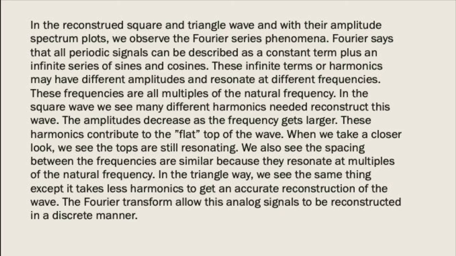In the square wave, we see many different harmonics needed to reconstruct this wave. The amplitude decreases as the frequency gets higher, and these harmonics contribute to a flat top of the wave. When we take a closer look, we see that the tops are still resonating. We also see the spacing between the frequencies are similar when they resonate at multiples of the natural frequency. In the triangle wave, we see the same thing except fewer harmonics are needed to get an accurate reconstruction of the wave. The Fourier transform allows this analog signal to be reconstructed in a discrete manner.